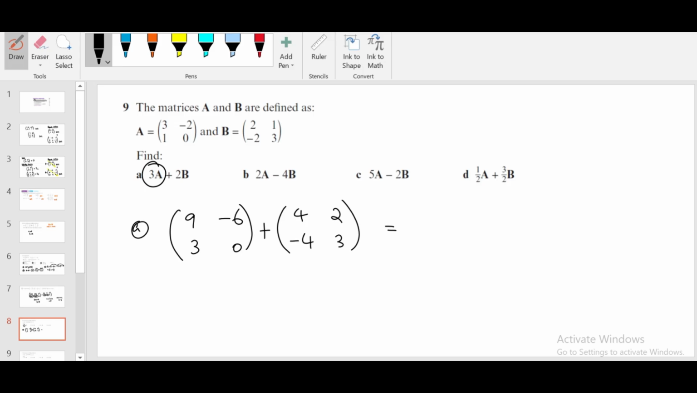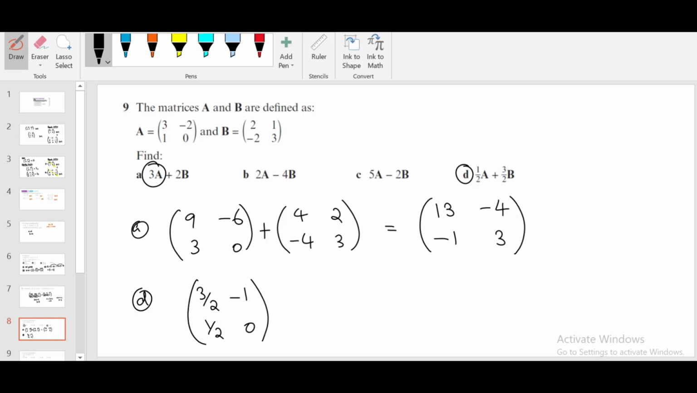And then add the corresponding elements. 9 plus 4, minus 6 plus 2, 3 minus 4, 0 plus 3. Understand? Even if it's division, it's a multiplication of a fraction, right? So half A, you need to multiply every number by half, plus 3 over 2 B. So it's going to be 3, minus 3, 3 over 2, 9 over 2. Add the corresponding elements. 3 over 2 plus 2.